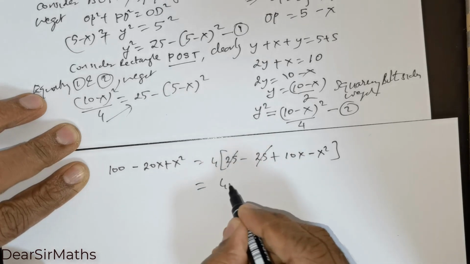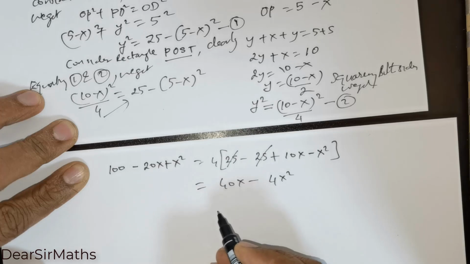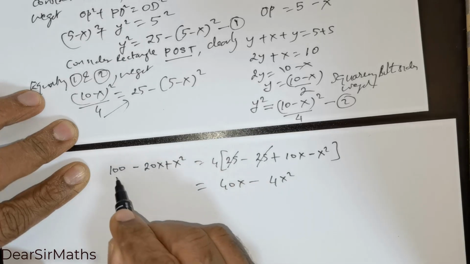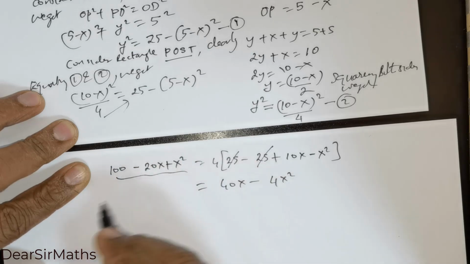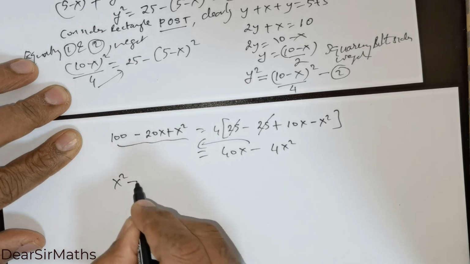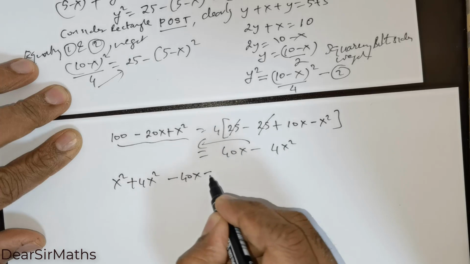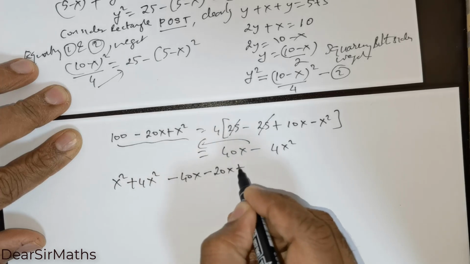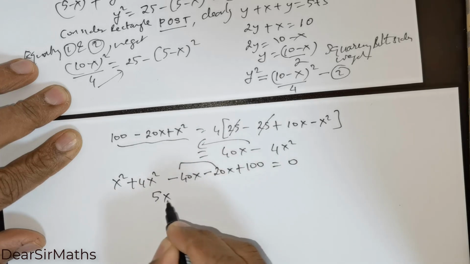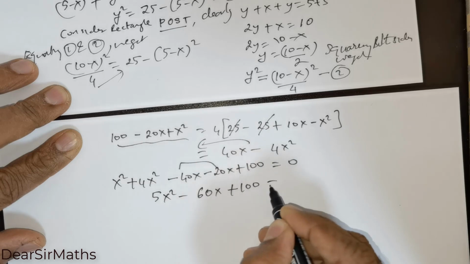And then you have 40 times X negative 4 times X squared is equal to this entire quantity. So what I will do is bring everything to this side. So this is going to be X squared plus 4X squared negative 40X negative 20X positive 100 is equal to 0. You can add these two together and you get 5X squared negative 60X plus 100 is equal to 0.